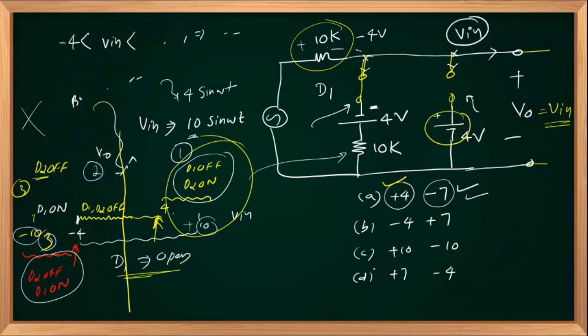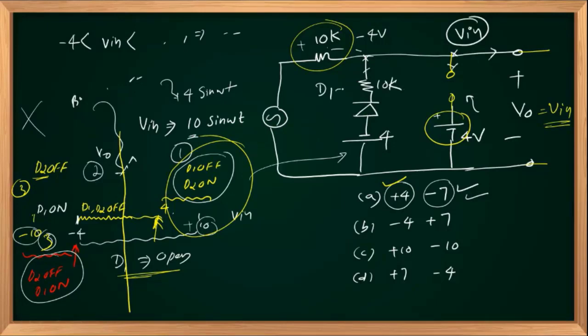And the circuit will not change its response if I am placing a resistor here and a diode here and a minus 4 here, 10K.